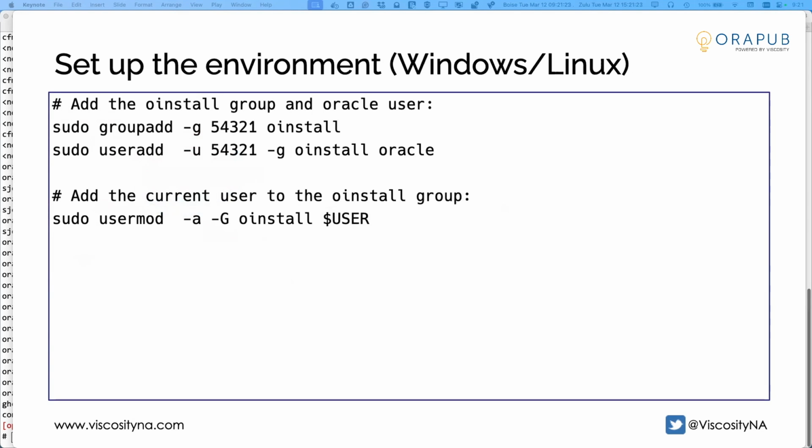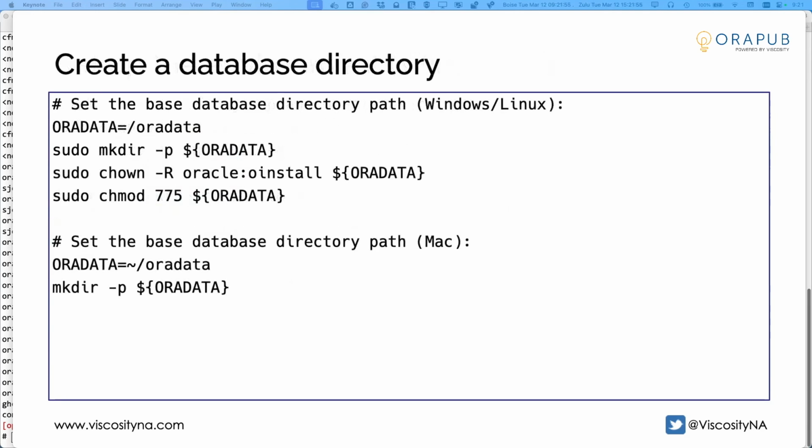So if you're on Windows or Linux, we want to add a group for oinstall so that we can actually get to the files that Oracle is going to create, because inside the container, it runs as the oracle user and oinstall group. It creates those for us. So we're going to add the oinstall group. We're going to add the oracle group. And then we're going to add the oinstall group to the current user so that you don't have to sudo for everything. Kind of a pain in the neck sometimes. You don't need to do any of that if you're on a Mac, though.